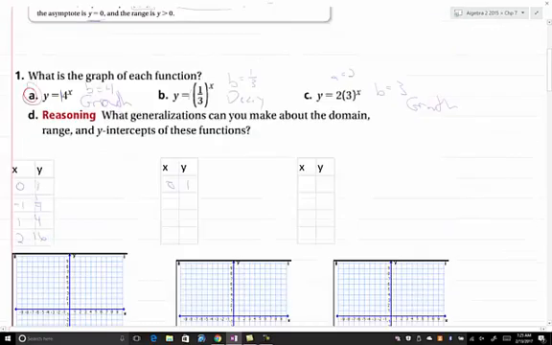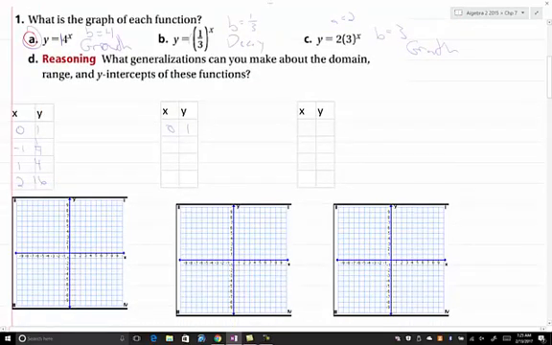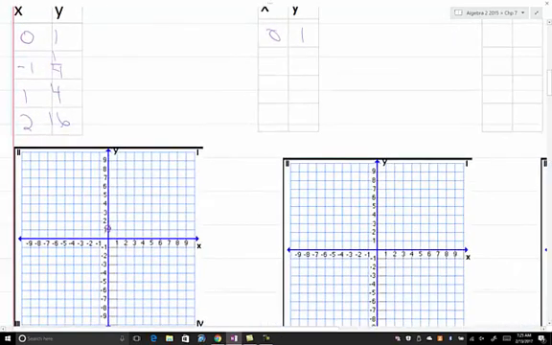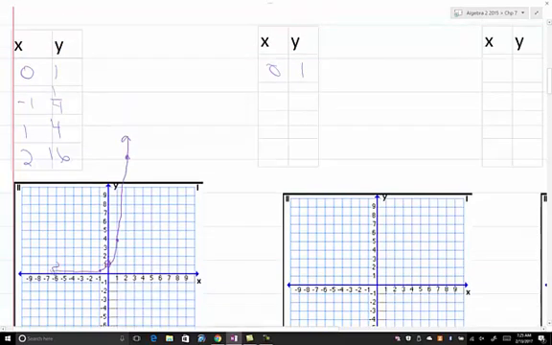Negative 1 is going to be 1/4. 1 is going to be 4, and 2 is 16. Alright, so we're going to see these really close to the y-axis and then jump up there. It looks like a growth because it is and should be a growth. So let's see what happens.